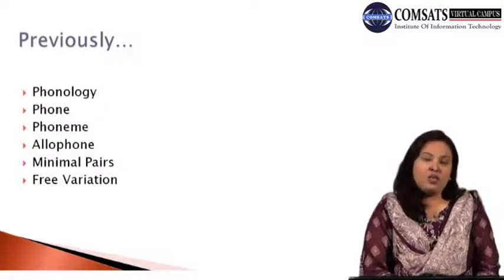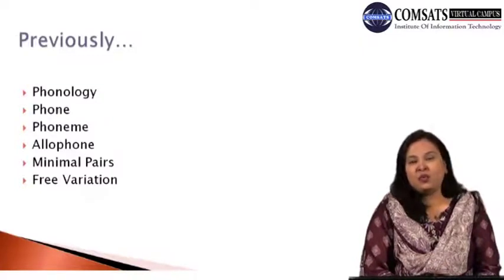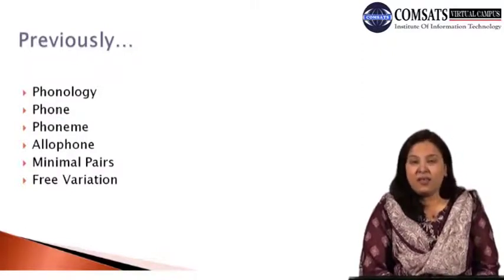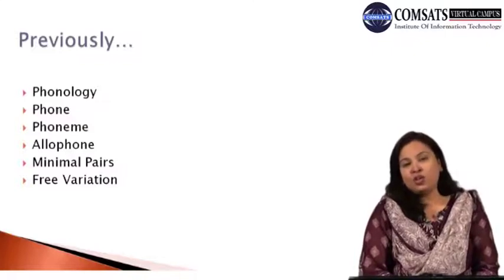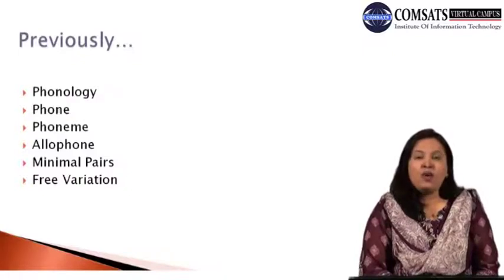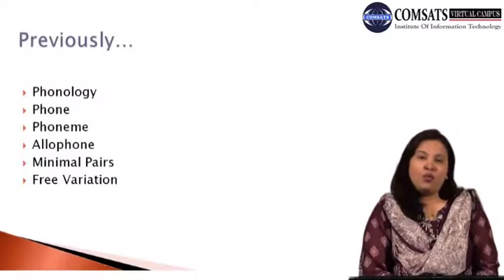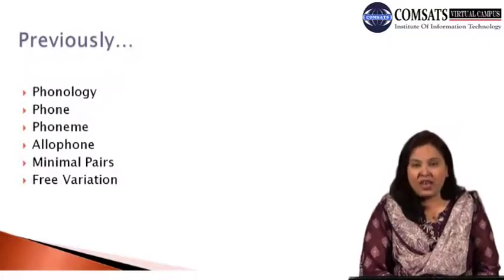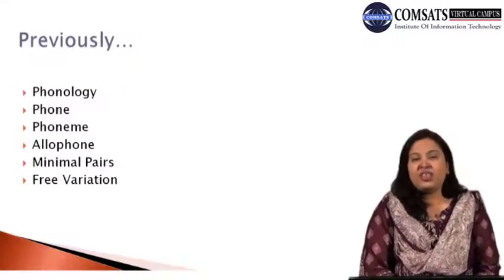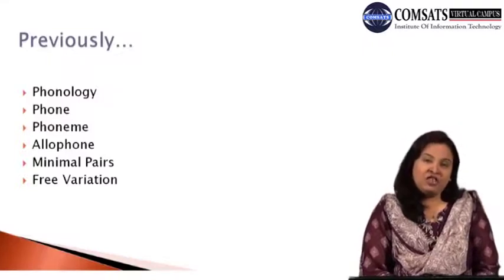Then similarly, allophones are the variations of a single phoneme. Minimal pairs are the pairs of two words with respect to one phonological difference. And lastly, we also got a bit of an introduction to free variation, and how free variations are helpful in creating allophones. Actually, these are the allophonic variations that help us to produce two different variations of the same sound. So this we have discussed in the phonology part 1 lecture.